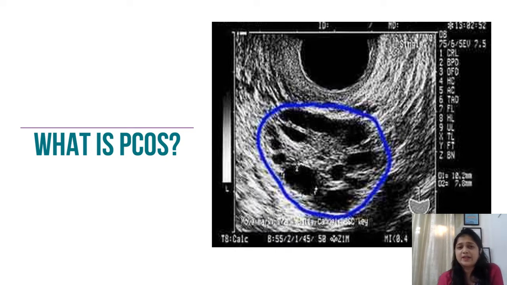Whether it is FSH, LH, insulin, cortisol, testosterone, prolactin, thyroid, all of these are fluctuating, all of these levels are different. So in PCOS, what we see is that there are multiple systems, multiple functions which get affected in the body. Hence, we need to understand why these hormonal imbalances are occurring.